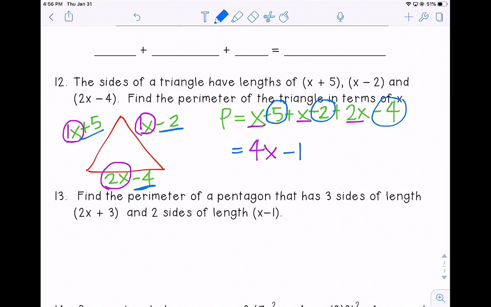So a couple of different options there for you to look at. I would definitely suggest the picture, but if this works for you, then you can do that as well.